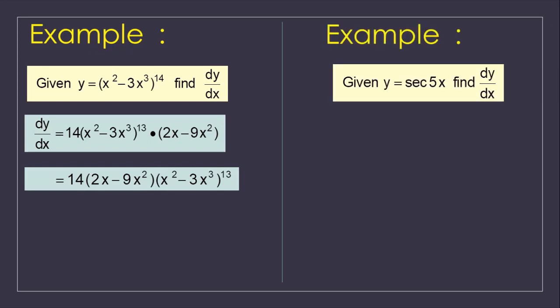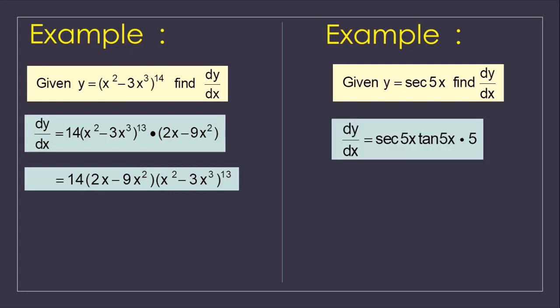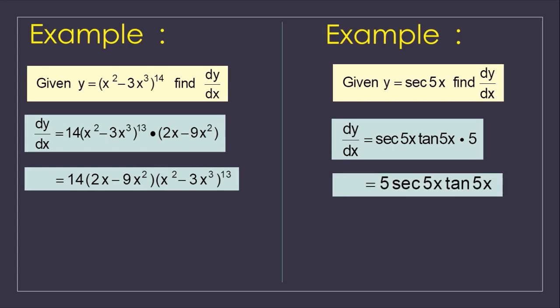Next example, we have y equal secant 5x and we want to find dy over dx. Number 1, differentiate secant. Differentiate secant x equal secant x tan x. Here, we differentiate secant 5x. So, it equal to secant 5x tan 5x. Number 2, differentiate 5x, which equal to 5. Final answer, 5 secant 5x tan 5x.